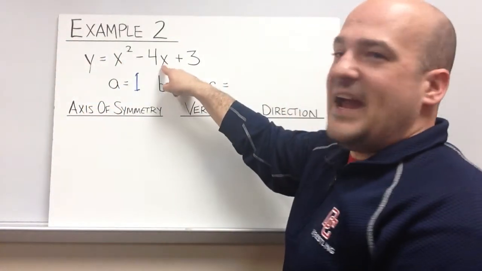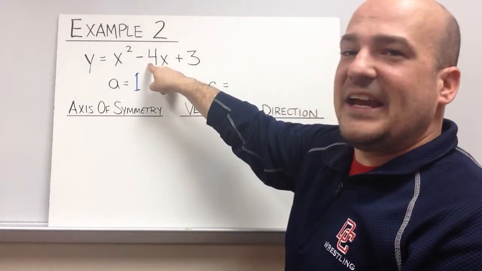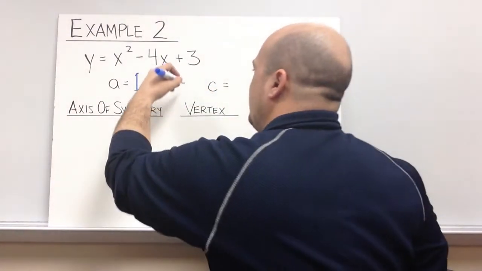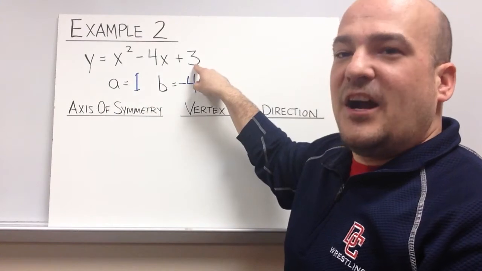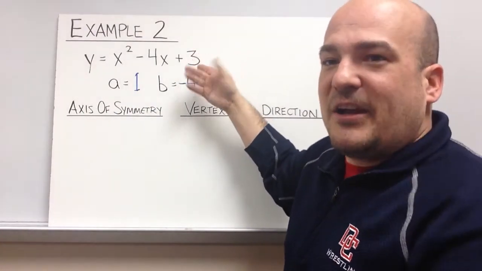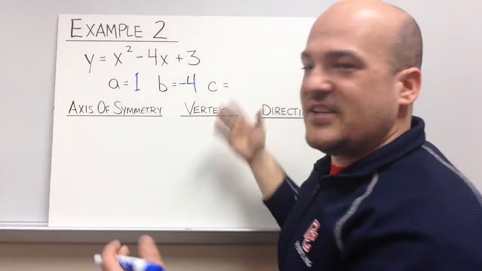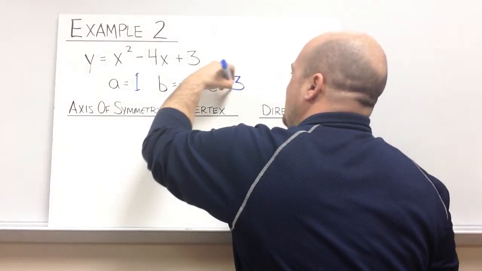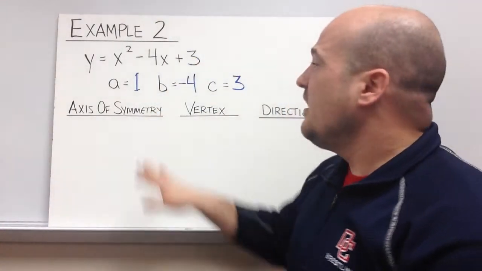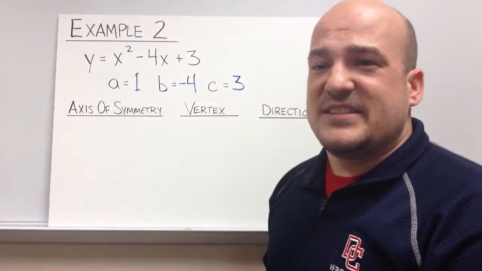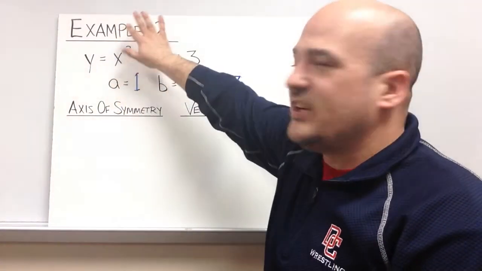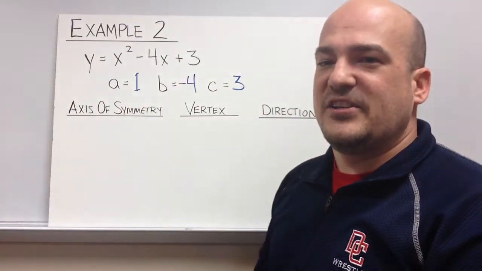I look in front of my x term, and I've got a negative 4, so my B must be negative 4. And then I look at my constant. There's no variable there, and it's a 3, so my C must be 3. Okay? Writing those down helps a lot when you're trying to find your axis of symmetry. You don't have to look at your equation anymore. You just know what your A, B, and C are.